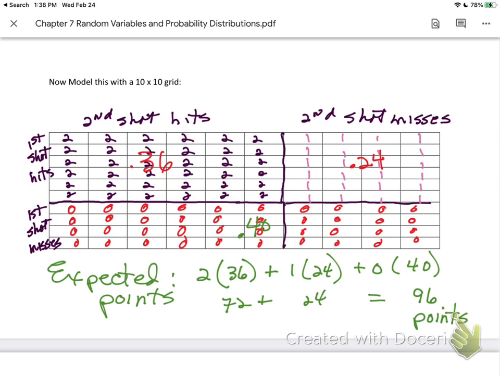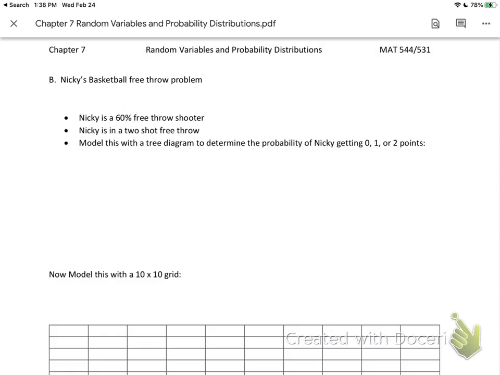Okay, and that's in the 1-on-1 situation. All right, so that's one scenario. Let's go on to the next page for another scenario. Okay, so here they say Nikki's a 60% free throw shooter. So that's still the same average that she's having.